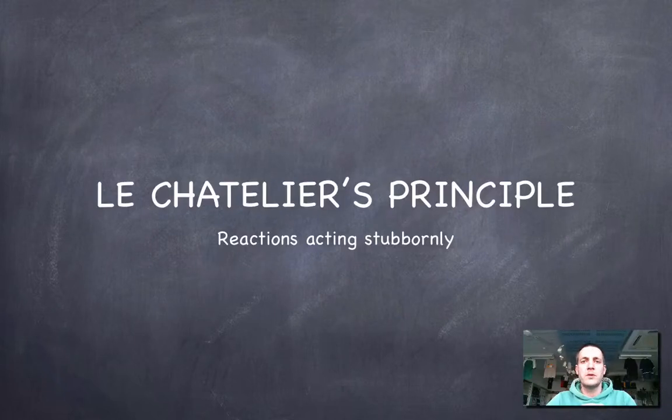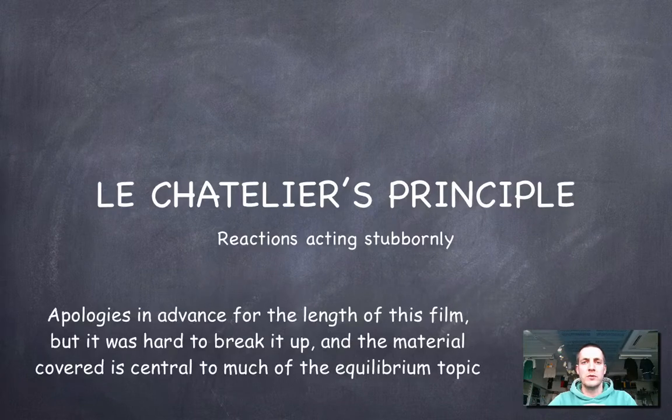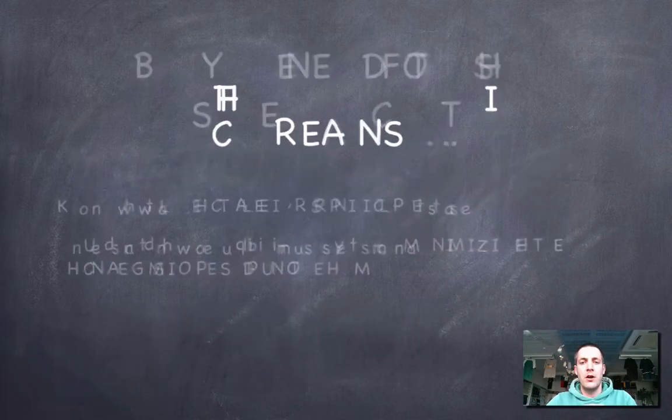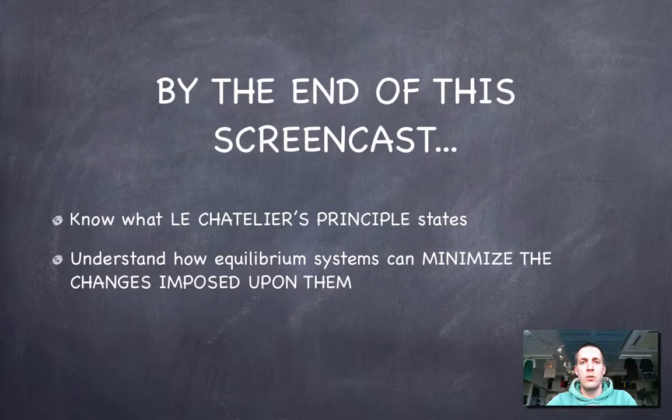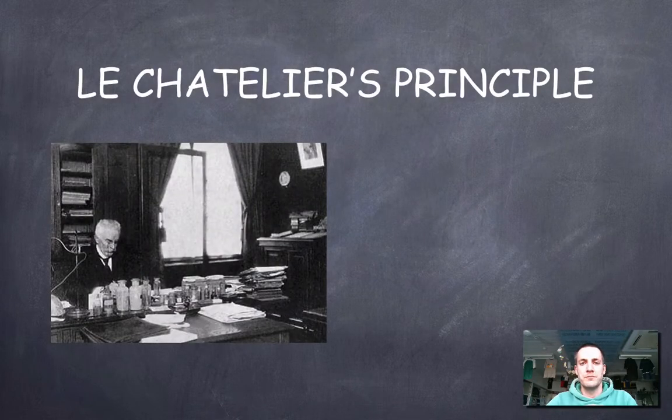Hello, and welcome to the third in a series of 6 films about the standard level equilibrium topic. In this film we're going to be talking about Le Chatelier's principle, and hopefully by the end of it you will know what it is that Le Chatelier's principle tells us about equilibrium systems, and also you'll understand how it is that equilibrium systems can minimize the changes imposed upon them, which might sound a little bit obscure at the moment, so let's have a look at what we mean.